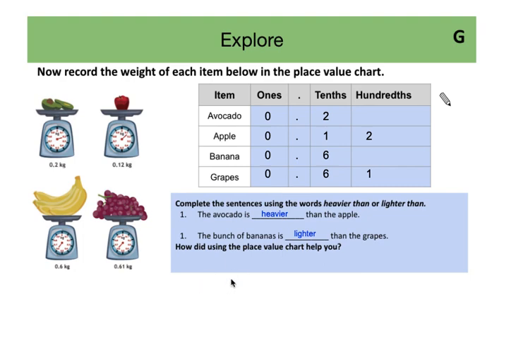So the place value chart can really help us to see which numbers are greater than the other. And again, pay attention to the numbers that are in your tenths place. You'll notice the heavier items are the banana and the grapes, while the least heavy is the apple because it has the smallest number in the tenths place. Let's go ahead and look at the next slide.